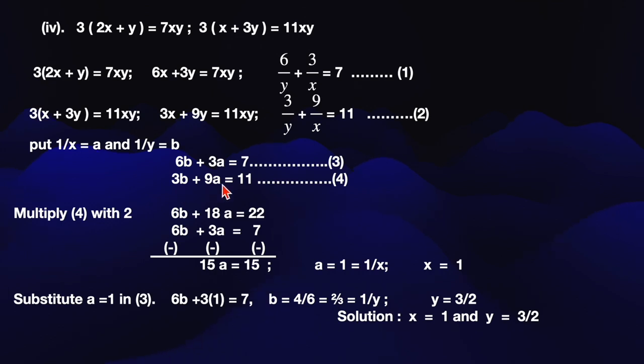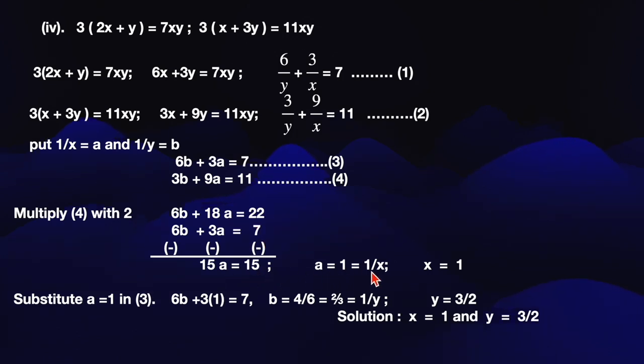I am going to multiply this equation by 2. Here I have written it. 6b plus 18a is equal to 22. I have multiplied it by 2. Now we can easily eliminate this. Just change the sign. So this becomes minus, minus, minus. Okay. This will become 0. 18a minus 3a is 15a. 22 minus 7 is 15.